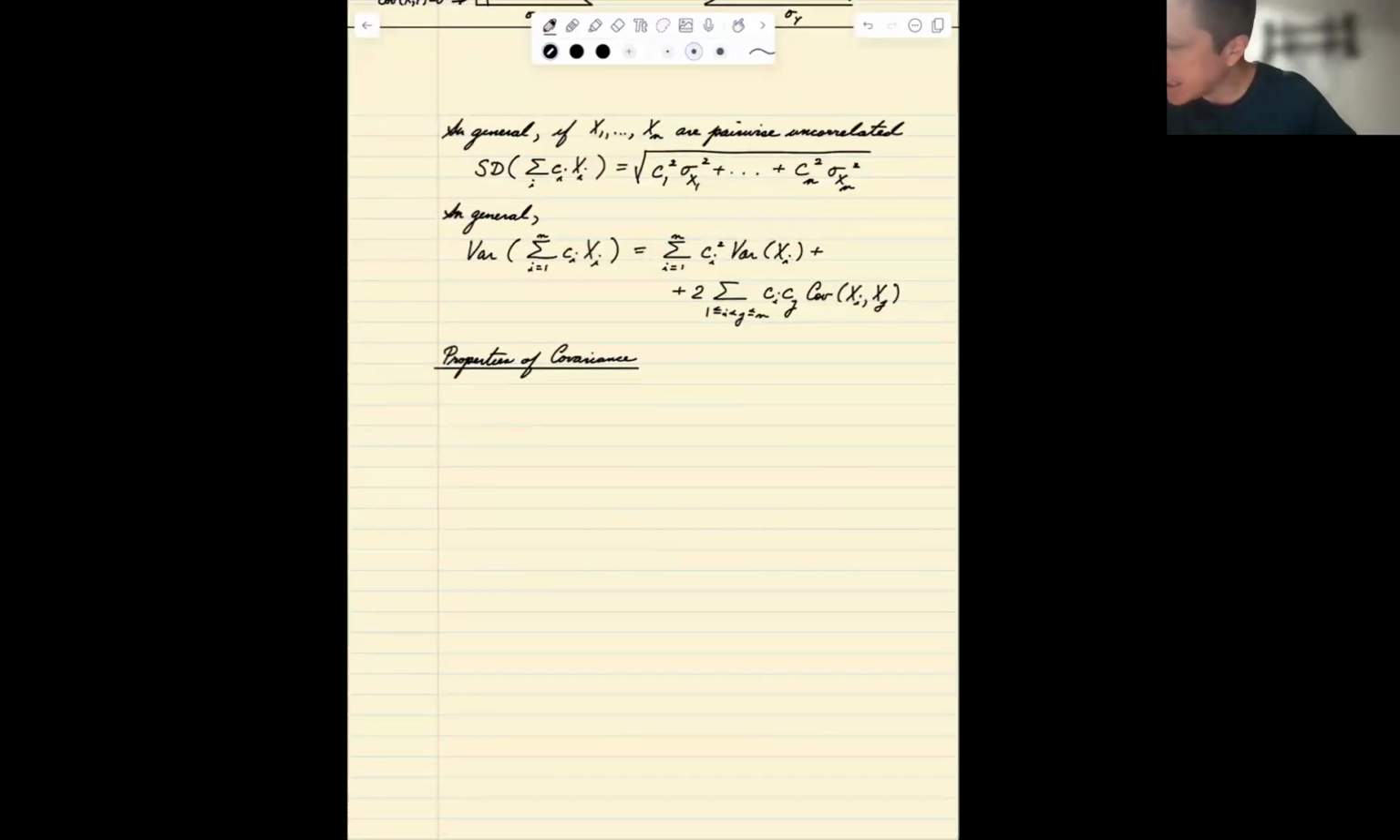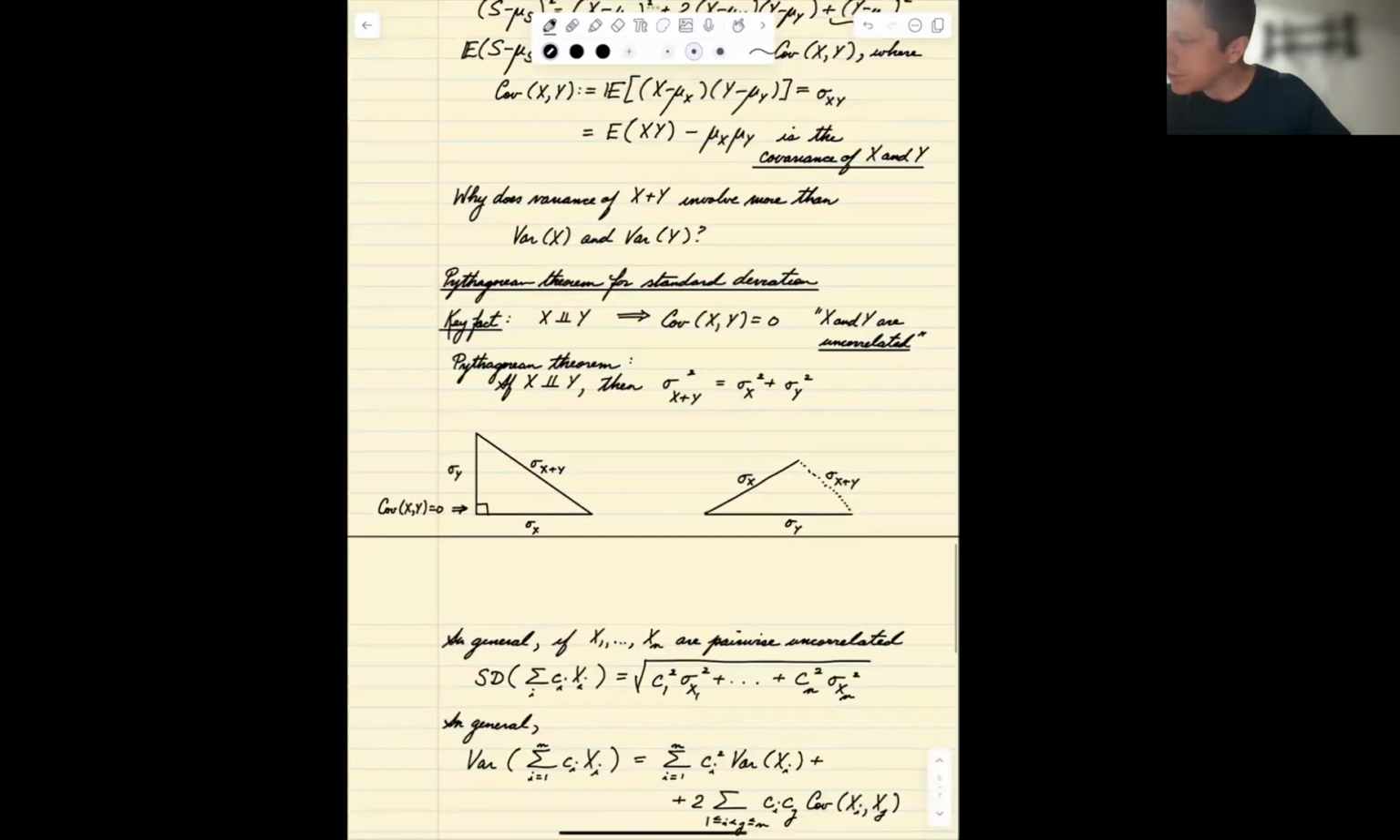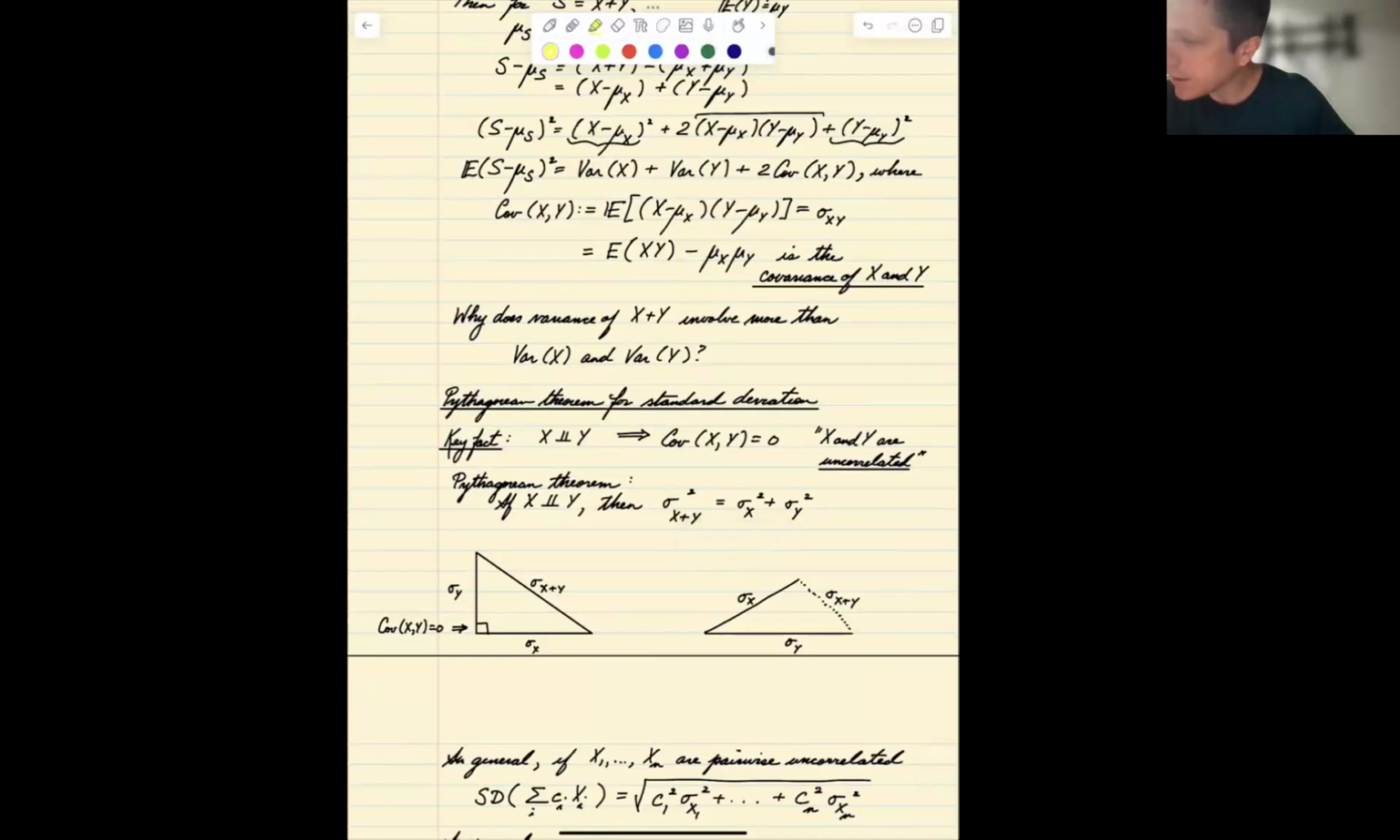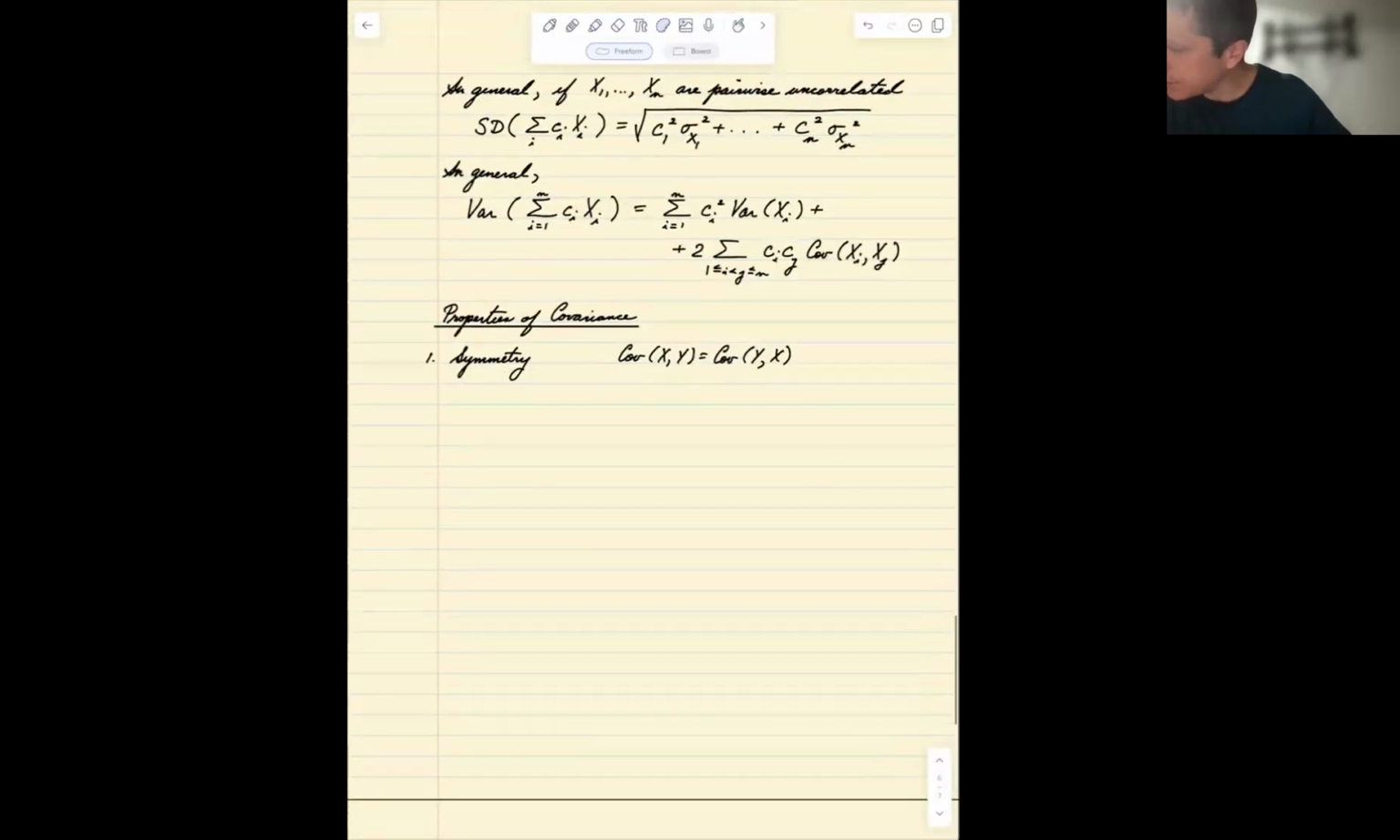First is to realize that the first property is called symmetry, which is just that the covariance of x and y is equal to the covariance of y and x. This is not a directional relationship. Just realizing the definition here of covariance. A lot of these properties we can actually see by just looking at this definition. So let me copy this down for us.